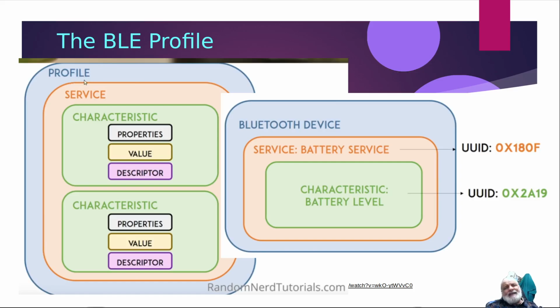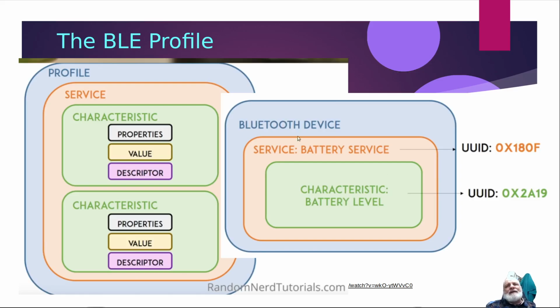Okay, so the way Bluetooth Low Energy is set up, the data is layered, kind of like encapsulation, what we talked about with Ethernet. So you have what they call a profile. Within a profile you have a service. That service can have multiple characteristics, and then a characteristic will have various different things, like a property, a value, and a descriptor.